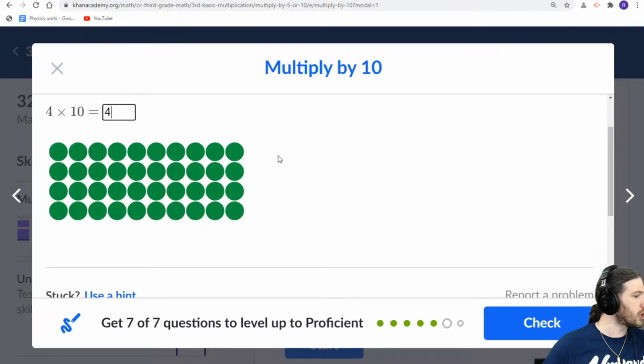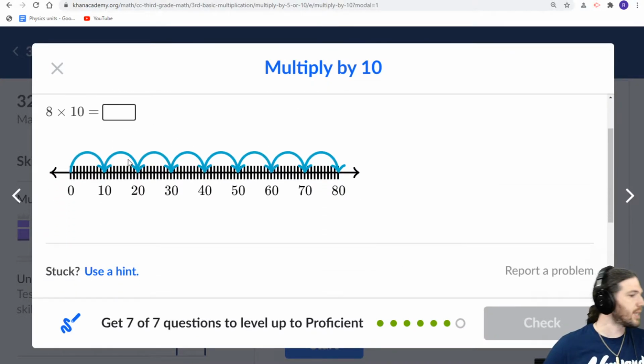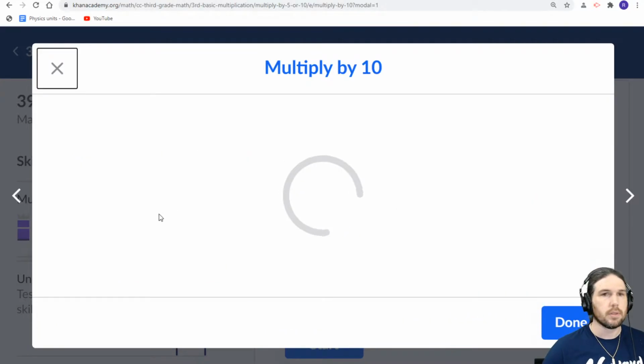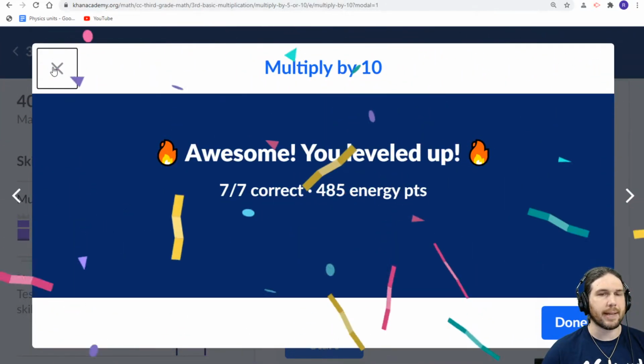4 times 10 is 40, just add a 0. 8 times 10 is 80, just add a 0. And we're done with multiply by 10.